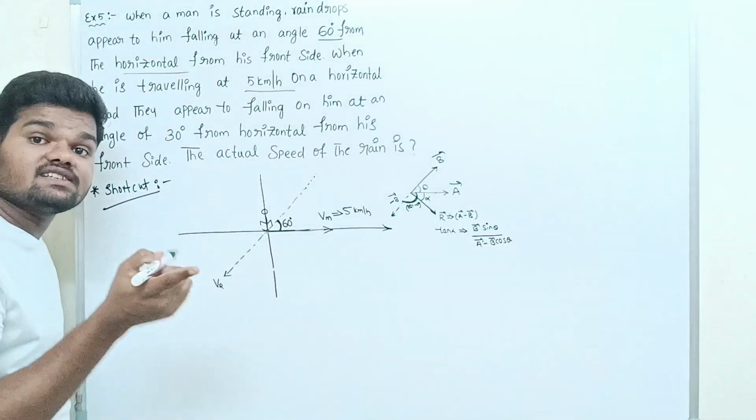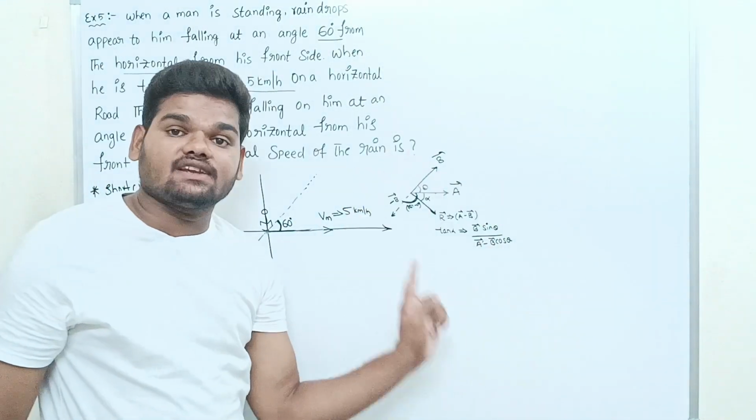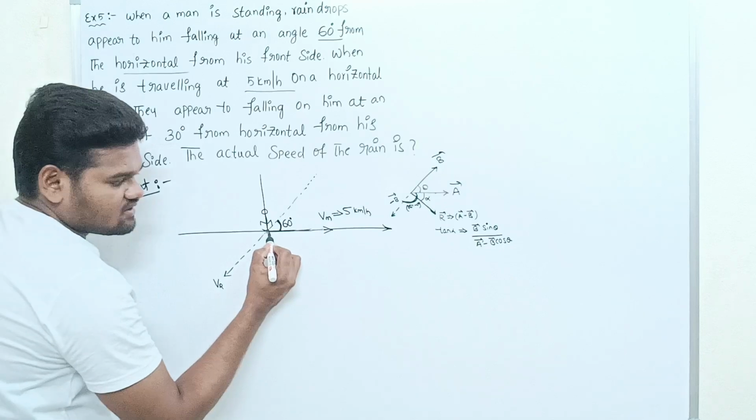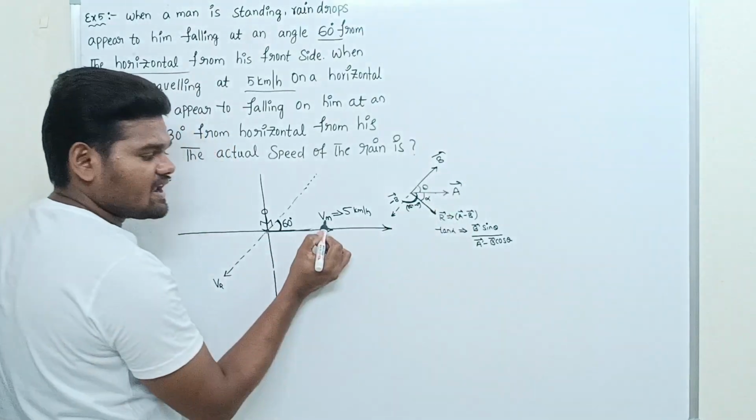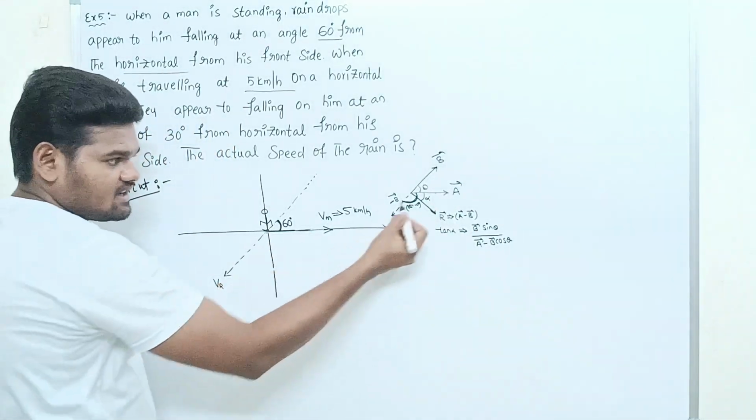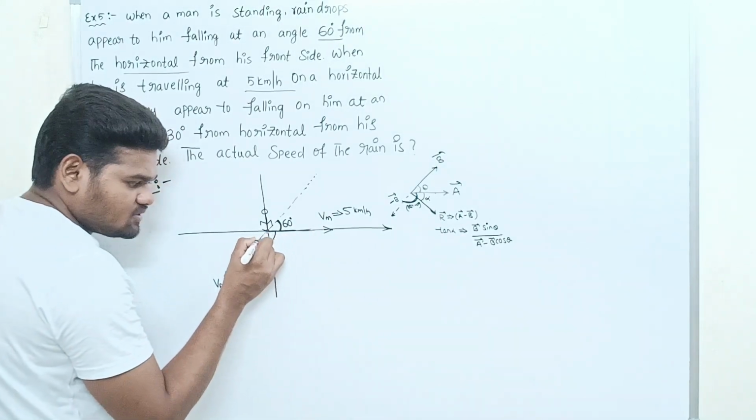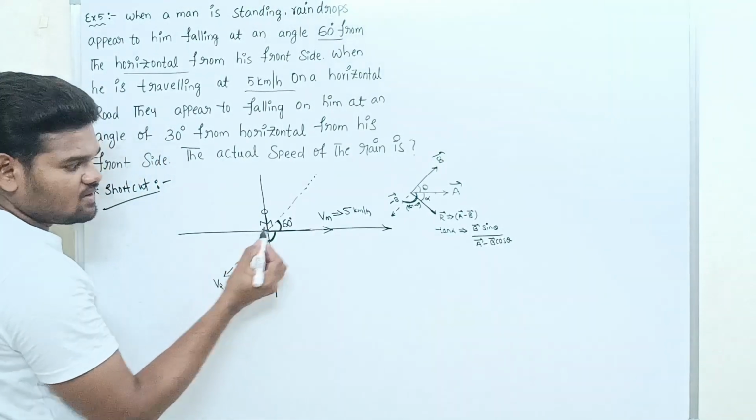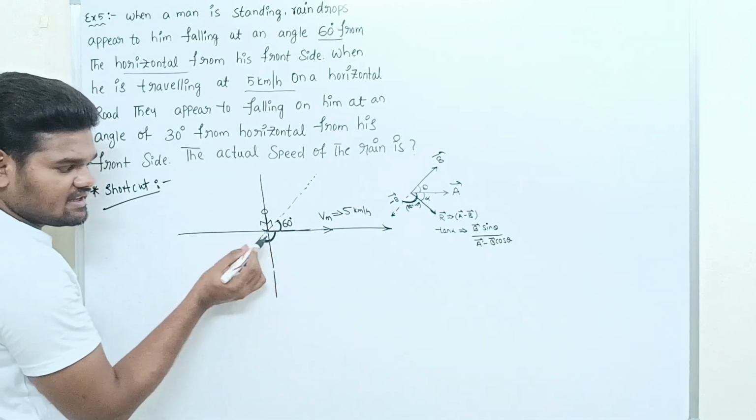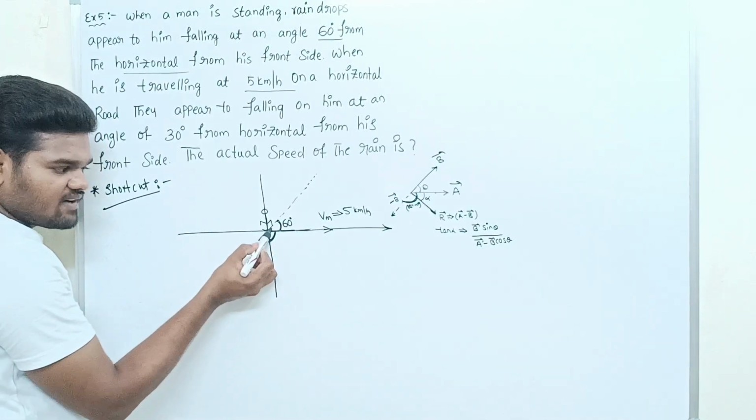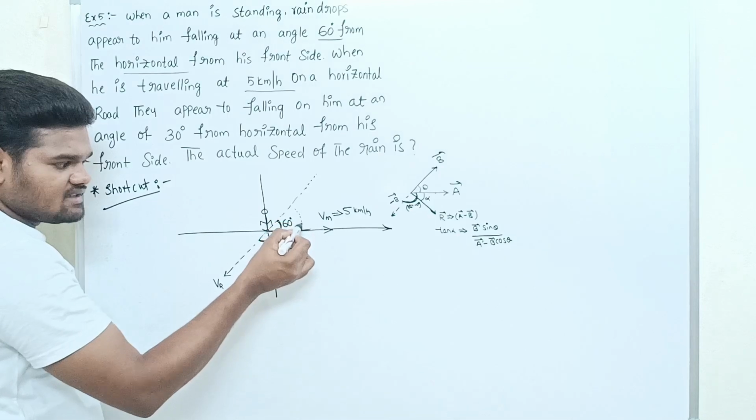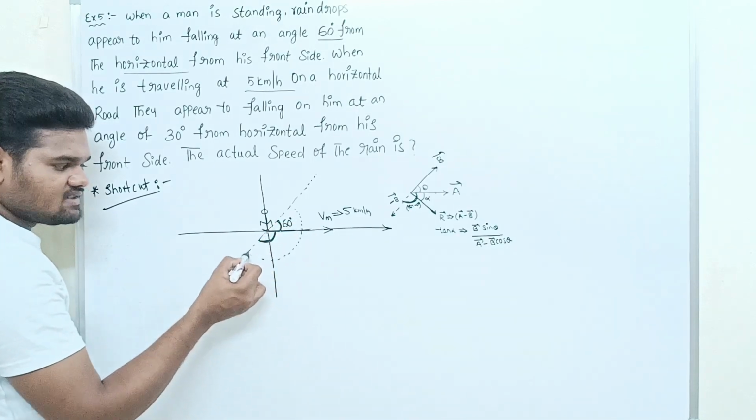So this is what we are discussing in subtraction of two vectors. Have a look. Along the direction of A, we have Vm. Along the direction of B bar, we have Vr. Now what is the angle between these two? Here we have 60 degrees. This total angle is 180 degrees. This total angle is how much? 180 degrees. Okay.